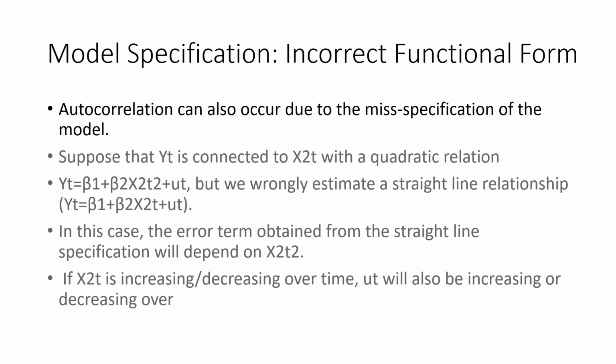Your model will give you a wrong result. In this case, the error term obtained will give you a straight line specification, but the correct ut is not depicted by your model. Your model will depict a wrong ut. Okay. So in this case, you have to give a correct functional form to eliminate the problem of specification bias, to do away with the problem of autocorrelation.